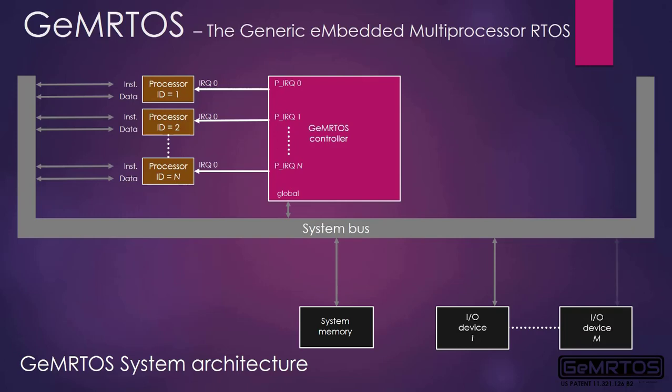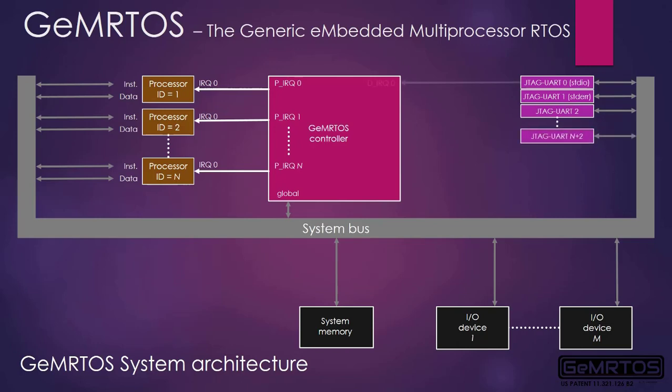All of these input and output devices are also mapped into the system bus's memory map. UARTs are used in the system architecture as standard input and output, as well as standard error consoles and individual terminals assigned to each processor. The GeMRTOS controller handles all interrupt requests from UARTs as well as from input and output devices.